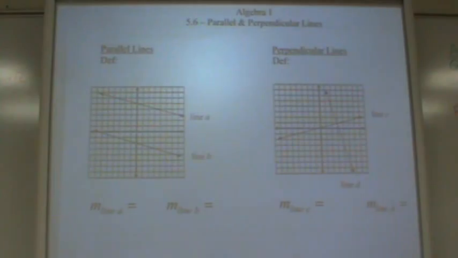Math. Notes for parallel and perpendicular lines.